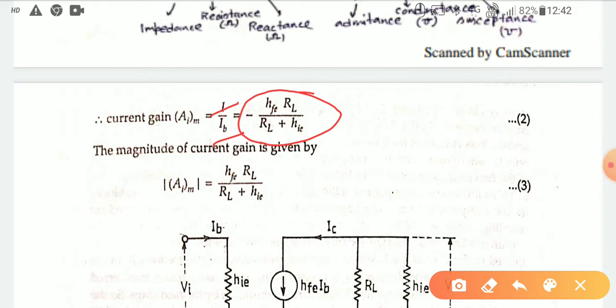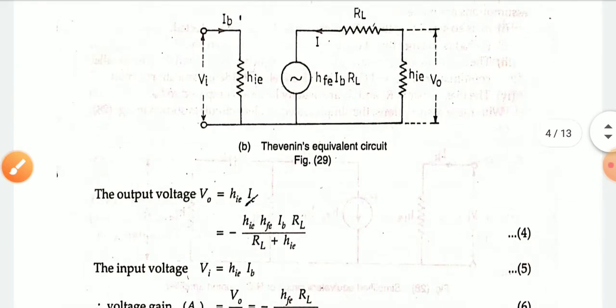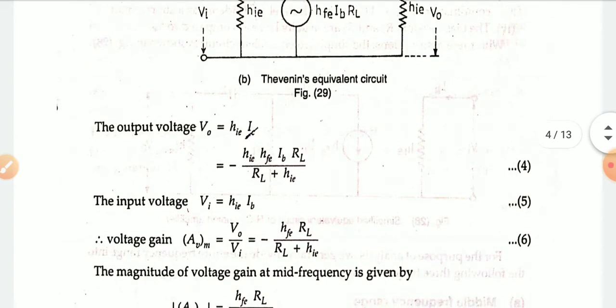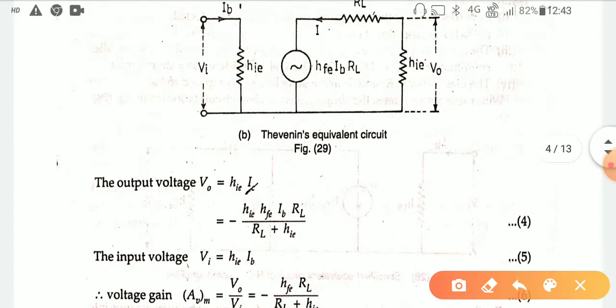So what will be the magnitude there? This will be the mod value of this current gain, so the minus sign will be omitted. Now for the voltage gain, it will be defined as V0 by Vi. For V0, the output voltage is defined as hL into I.